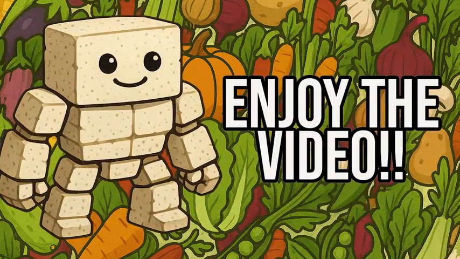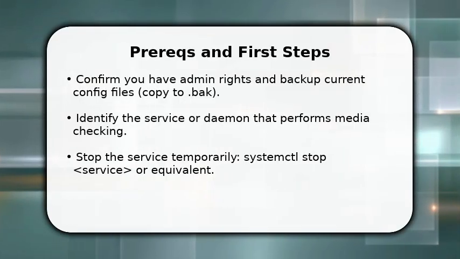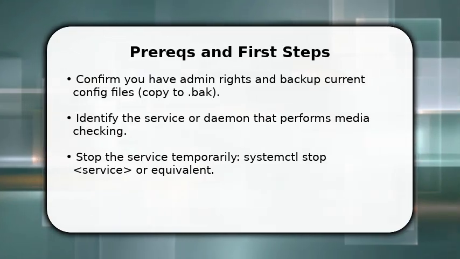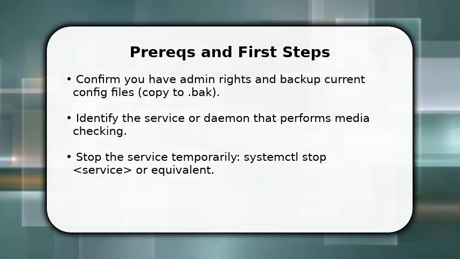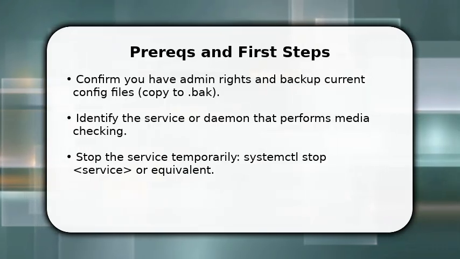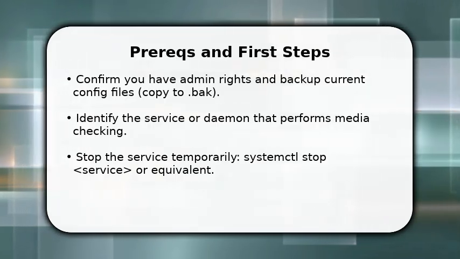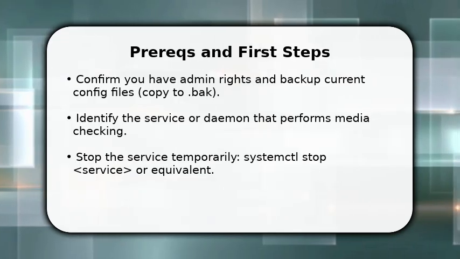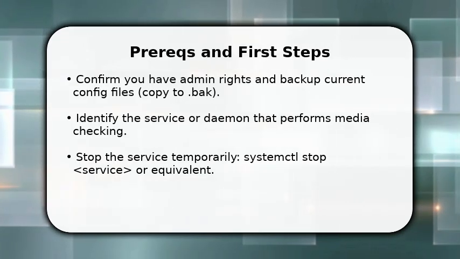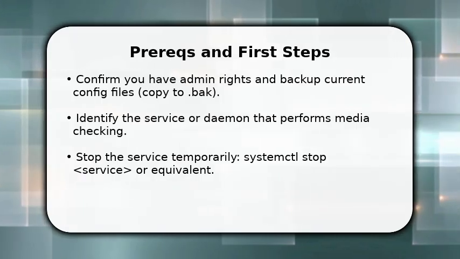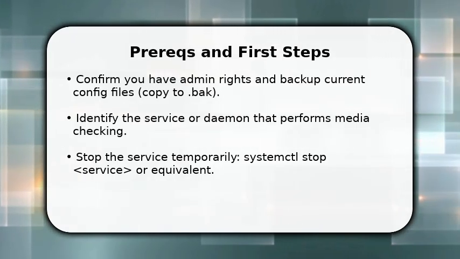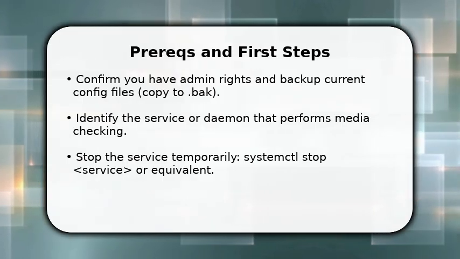Start by ensuring you have admin rights and a quick backup of the config. Make a backup copy now so you can revert. Next, identify the exact process responsible for checking media presence: kernel module, udev rule, or user space daemon. Once identified, stop the service to avoid race conditions: systemctl stop service, or kill the PID.